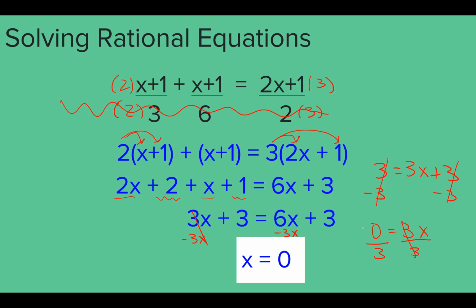Okay. And again, what's nice about these, you can always plug them back in and check. 1 over 3 plus 1 over 6 should equal 1 over 2. You can type those in and check always.